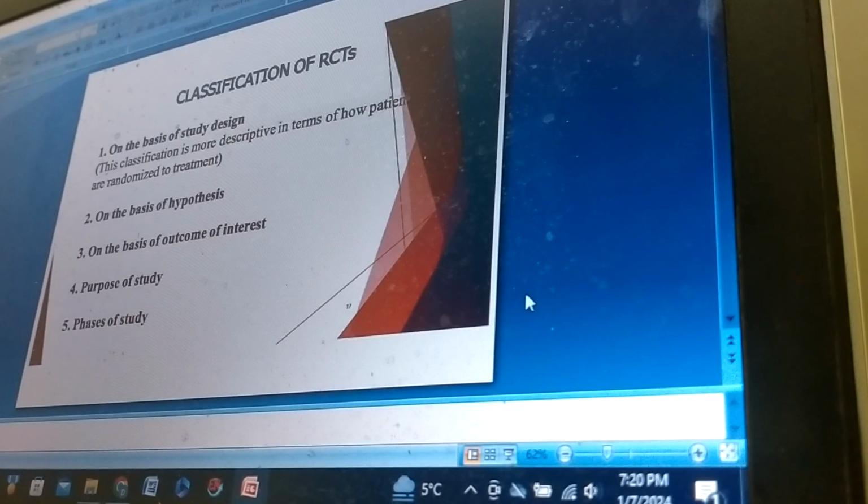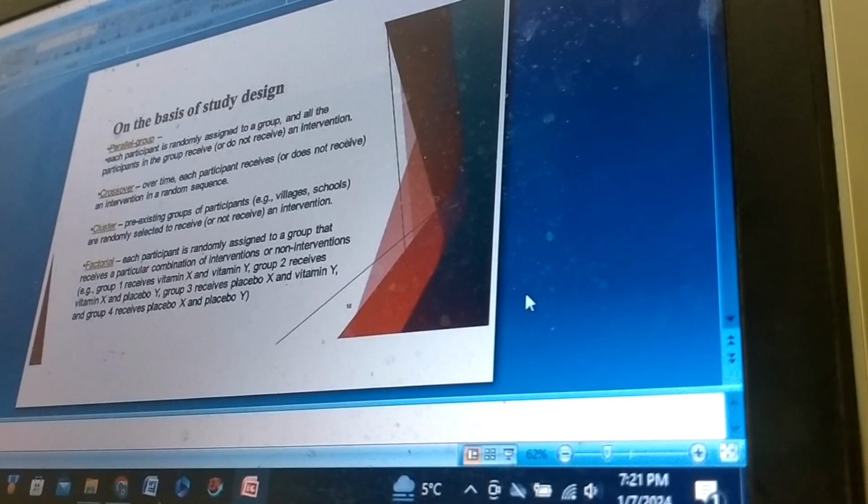Classification of RCT. On the basis of study designs, this classification is more descriptive in terms of how patients are randomized to treatment. On the basis of hypothesis, on the basis of outcome of interest, purpose of study, phases of study.